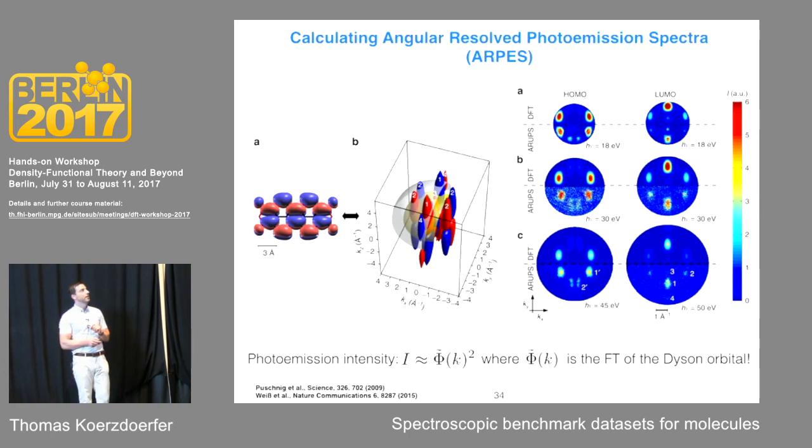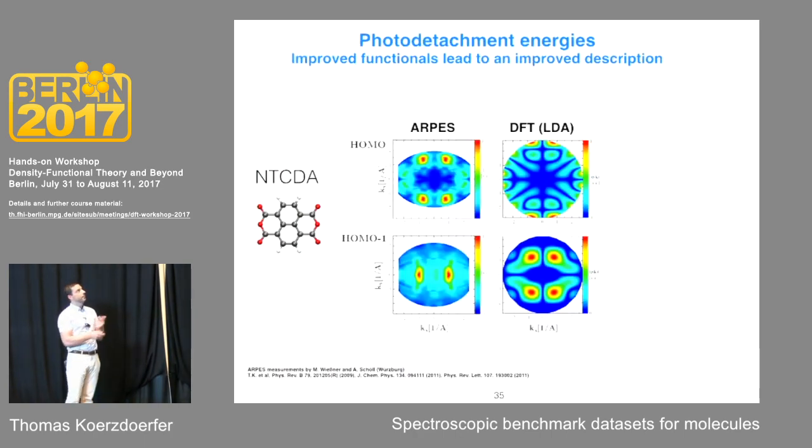This is just an example. And you can show, without going into the detail, that the photoemission intensity is proportional to the Dyson orbital squared. So you can calculate your orbitals, transform them into Fourier space, and then directly compare to experimental data. And this is what you see here. The HOMO-LUMO energy is calculated and compared to the experimental data, and you see you can measure Dyson orbitals via this technique. And then you know which orbital is where. And this is just an example for NTCDA, HOMO and HOMO-1.